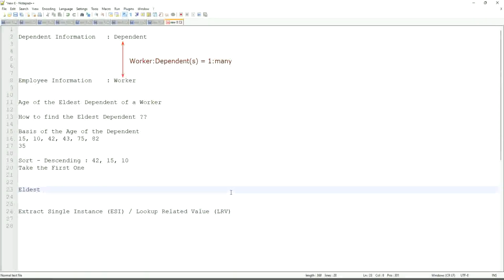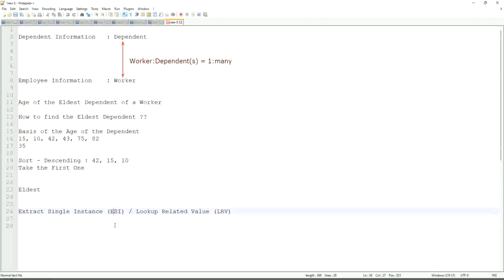They work in combination. We do not only leave with ESI. Once we extract the ESI, we use it to get some value. That's the LRV. Like here, we are going to get the age of the eldest dependent. The eldest dependent will be returned by the ESI. Right, and the age of that eldest dependent will be an LRV. Right. This will be a very, very common question.